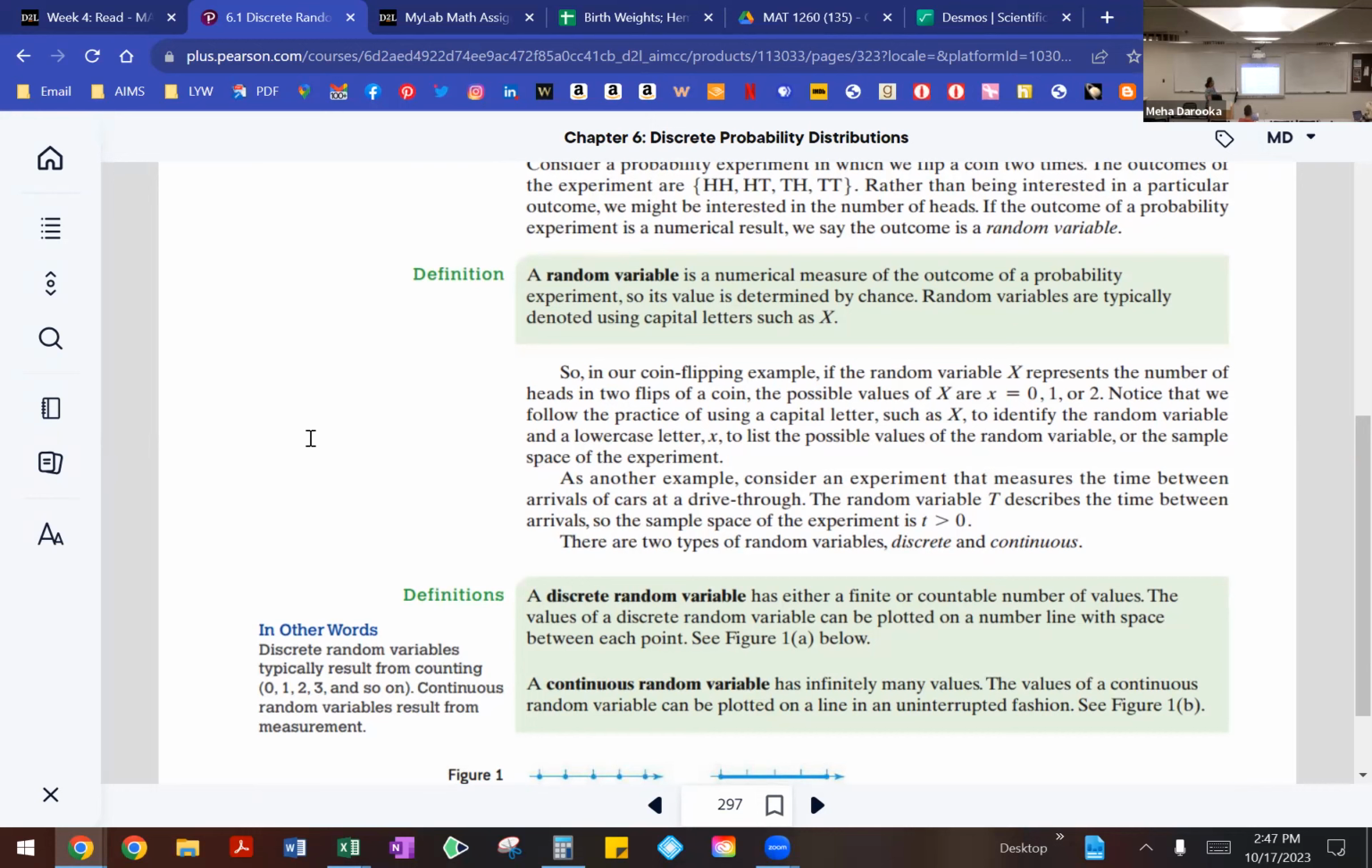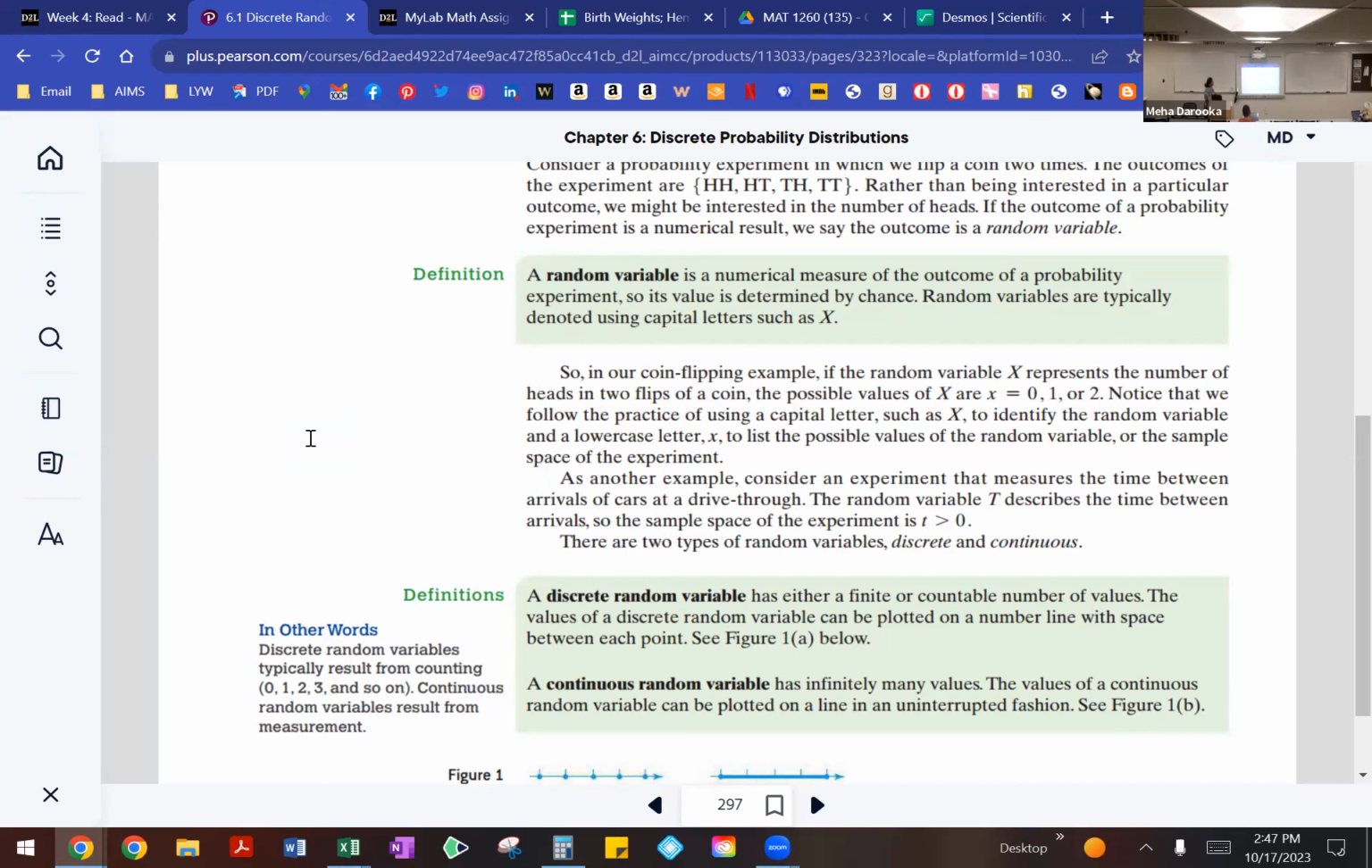In our coin flipping example, your X would represent how many heads you got when you flipped your coin. So of course you can either have 2 heads, or you can have 1 head, which would be either head on the first and tail on the second, or tail on the first and head on the second, right? But both of them still count as 1 head. Or you could have no heads because your coin landed both times on a tail.